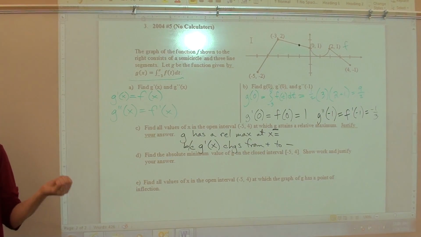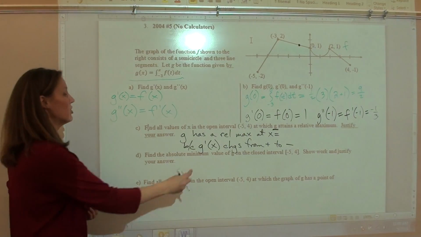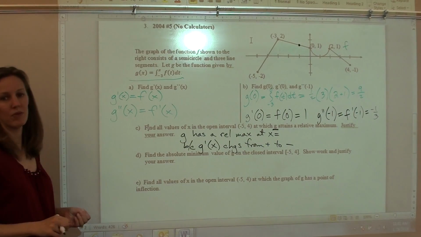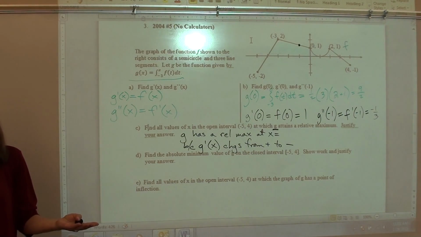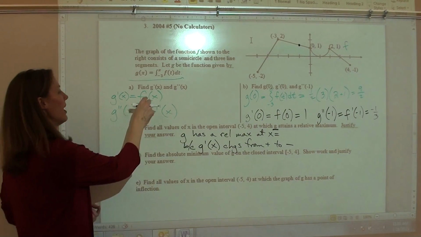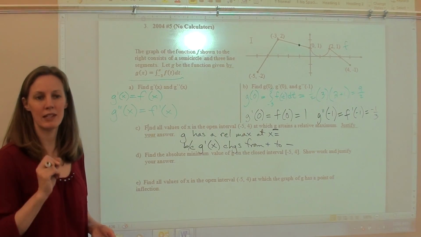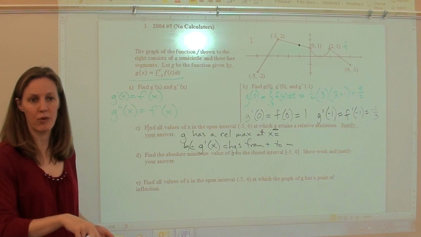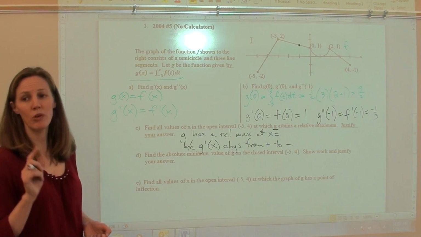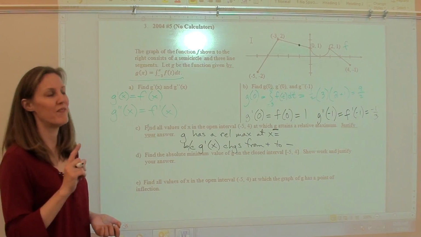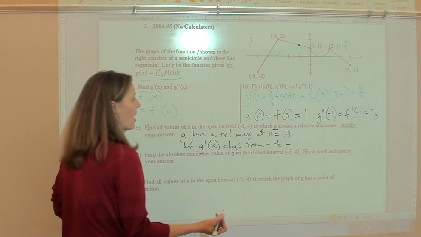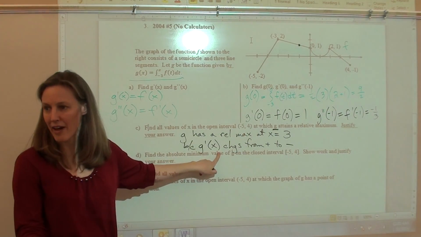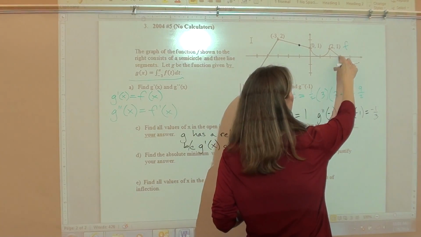Okay, so now what you have to do is figure out where G prime changes from positive to negative. Well, what is G prime equal to? F of x. So we want to know where F changes from positive to negative. So where it crosses the x-axis. Yes, but it has to change literally from above to below. It has to go from positive to negative. There's only one value, and what would that value be? 3. Very good. So this function, G, has a relative max at x equals 3 because G prime, which is the same thing as F, changes from positive to negative at that point.